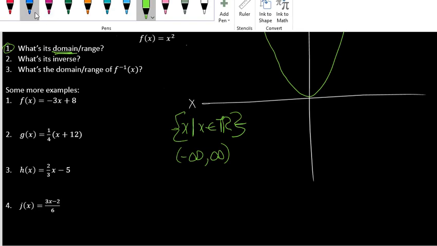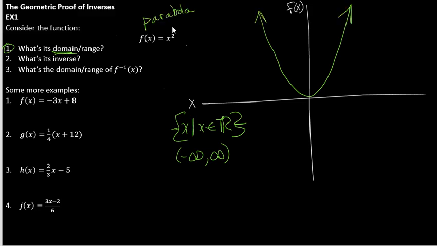Now, what if we look at its range? Well, its range is going to be a little bit different, right? Its range is right here at 0, and it goes on and on to positive infinity. So its range would be y such that y is also a real number. But we do have a range restriction, and our range restriction would be that y is greater than or equal to 0.